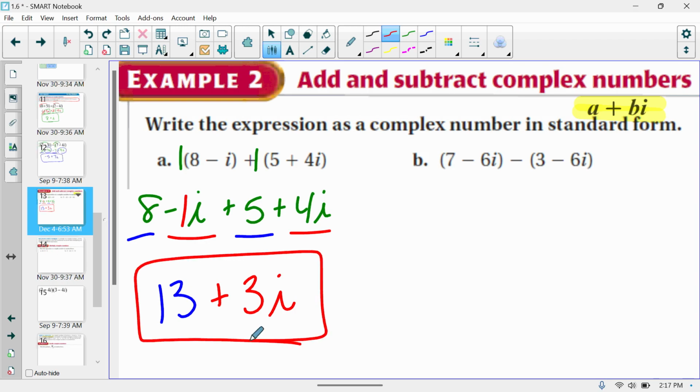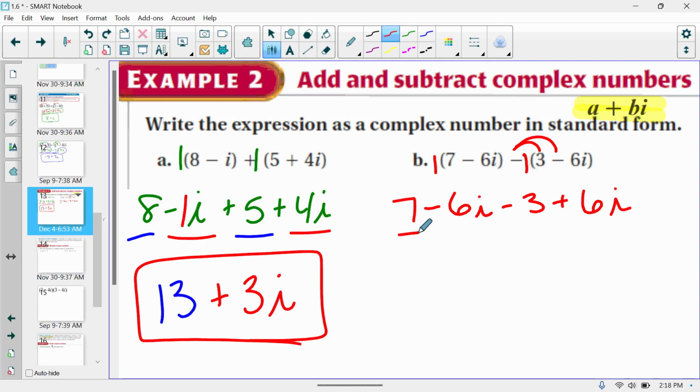Again, make sure you write the real part first, then the part with i, the imaginary part. Again, over here, 1 times 7 is still 7. 1 times -6i is -6i. But when this is a minus sign, in order to get rid of the parentheses, it's like distributing -1 times 3. It's going to turn into -3. -1 times -6i makes that positive 6i.